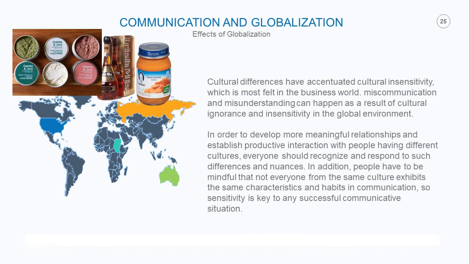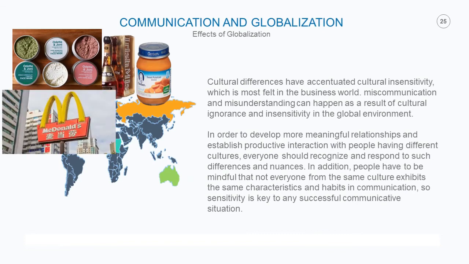Undoubtedly, globalization has affected the way people and companies communicate with each other. In some cases, cultural differences have accentuated cultural insensitivity, which is most felt in the business world. Since everyone is a consumer of particular business products, it is important to know the issues, etiquette, protocol, communication styles, and negotiation approaches of people from different cultures, using the business experience as example. Here are some instances where lack of cultural or linguistic sensitivity in global communication severely affected companies or products.